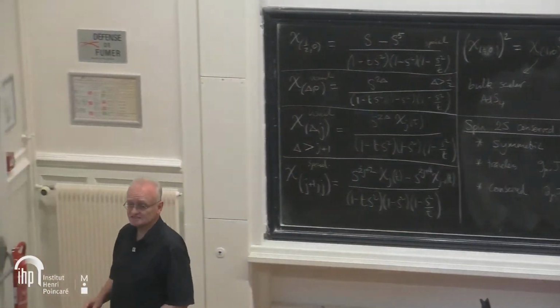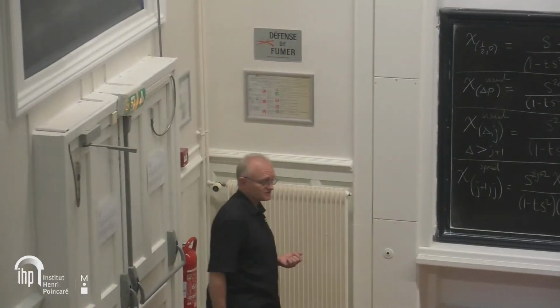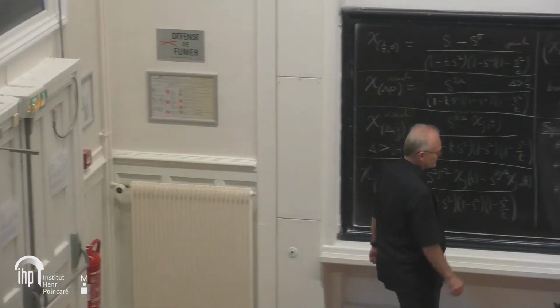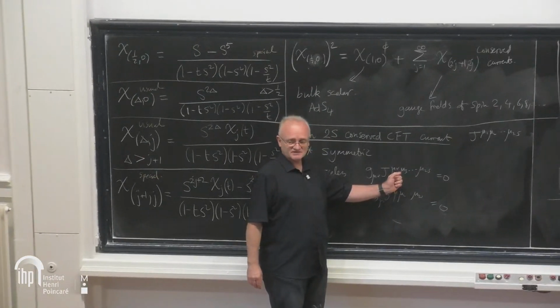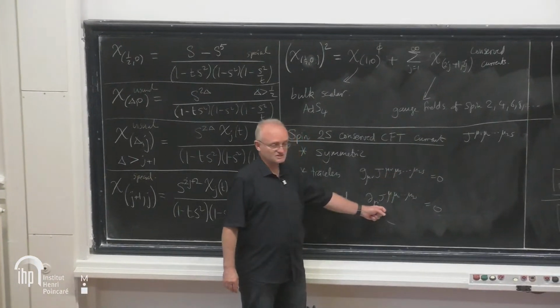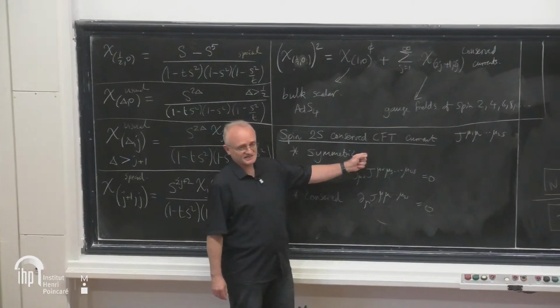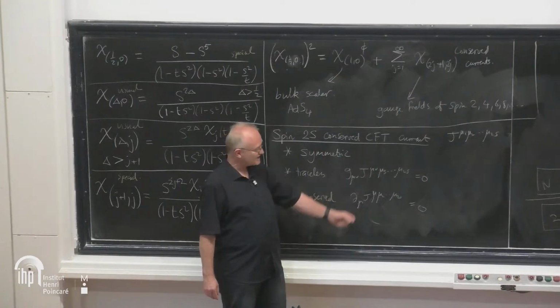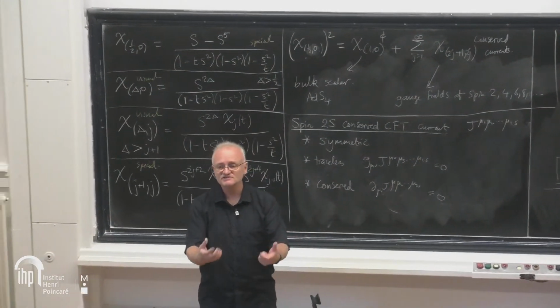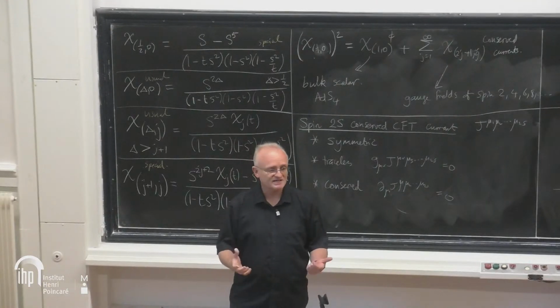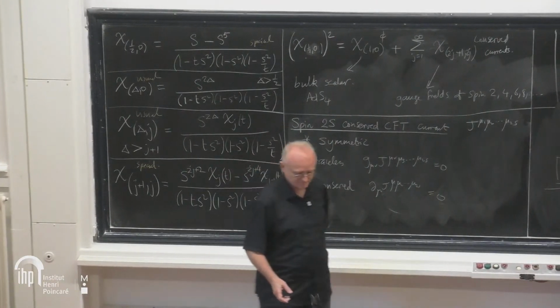Now this means that not all components of the current are independent. For example, if I use this equation, I can eliminate some components of the current. If I use this equation, I can eliminate some components of the current. If I use the fact that it's symmetric, I can do the same. So what I would like to know is how many actually independent degrees of freedom are there? That's what we want to count now. How many independent degrees of freedom?